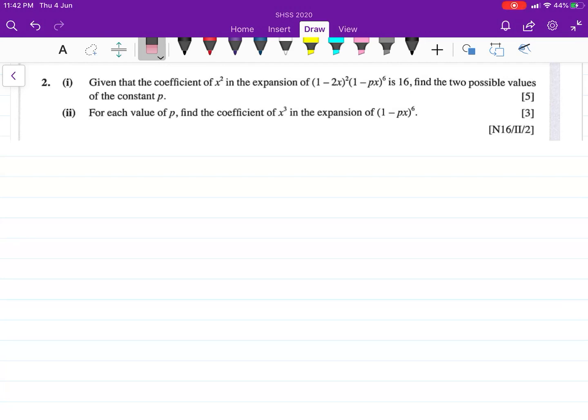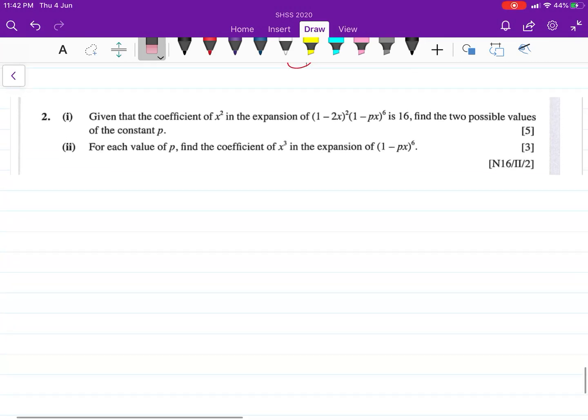Okay, Sec 3A Maths. Let's take a look at your May holiday assignment. Question number 8. Okay, this is on binomial theorem.